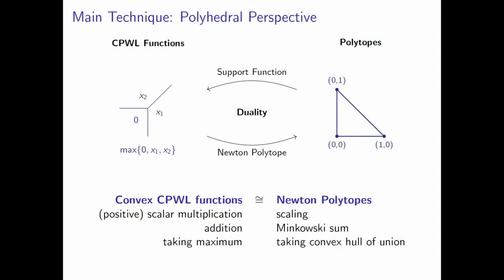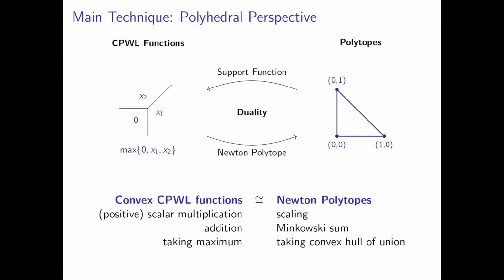And the nice thing about this correspondence is that it is also compatible with a bunch of algebraic operations. So if you take your function and you multiply it with a positive scalar, this just corresponds to scaling the polytope. If you take your function and you add it to another function, this corresponds to taking the Minkowski sum of the 2 polytopes. So what is the Minkowski sum?